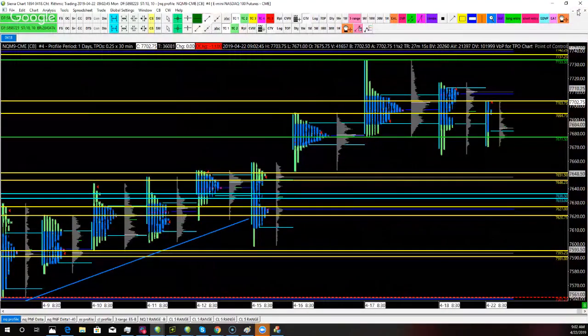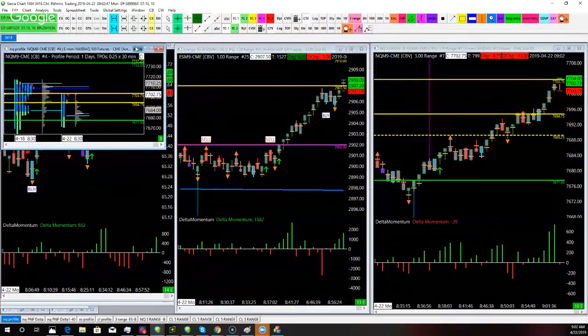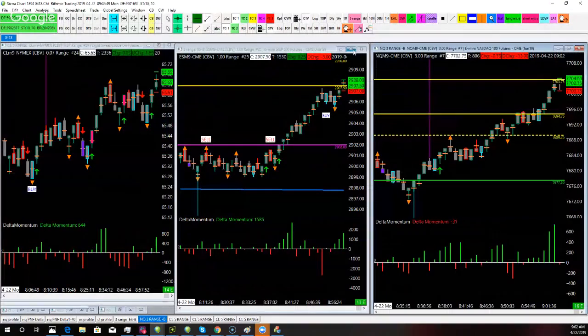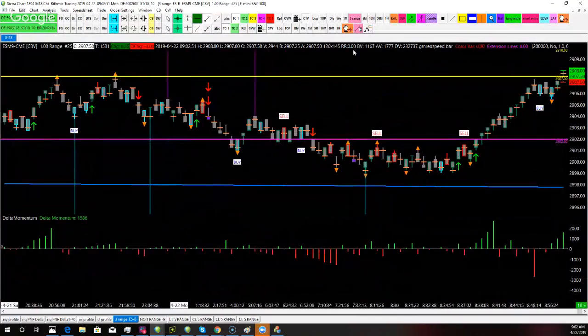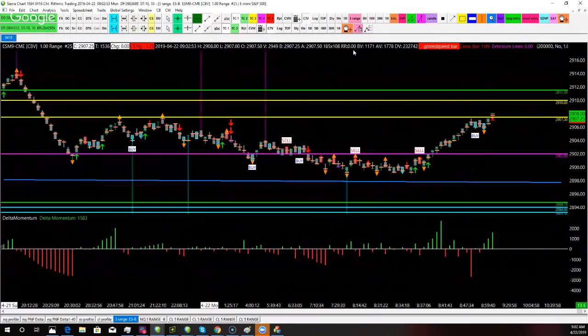So, getting rid of this. Here's ES. What are we looking for? Let's be specific. I'm looking to get above my pushes down, my red speed bars, my shifts to the downside. Why? Because they tell me... one second, I don't want to screw this up.